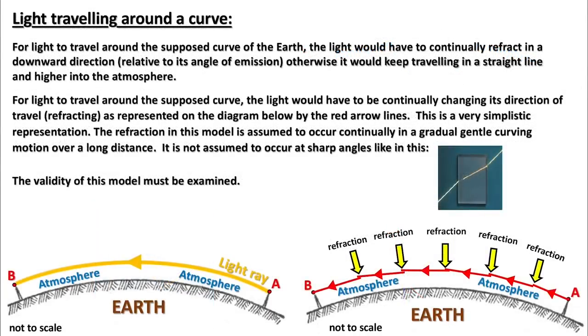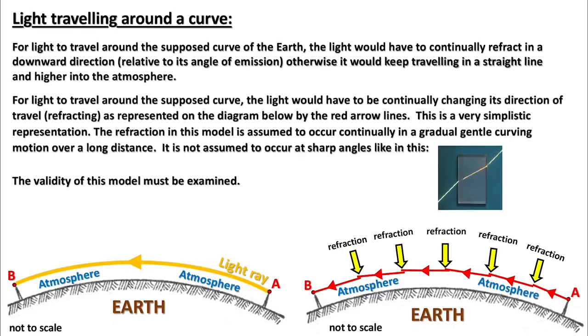Light traveling around a curve. For light to travel around the supposed curve of the Earth, the light would have to continually refract in a downward direction relative to its angle of emission, otherwise it would keep traveling in a straight line and higher into the atmosphere. For light to travel around the supposed curve, the light would have to be continually changing its direction of travel, refracting as represented in the diagram below by the red arrow lines.